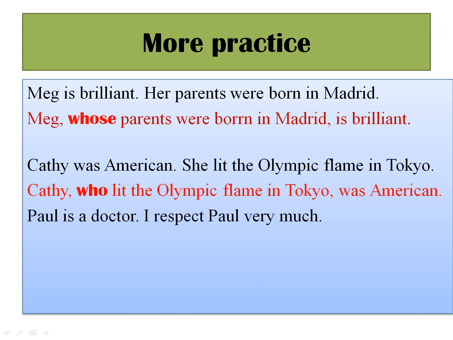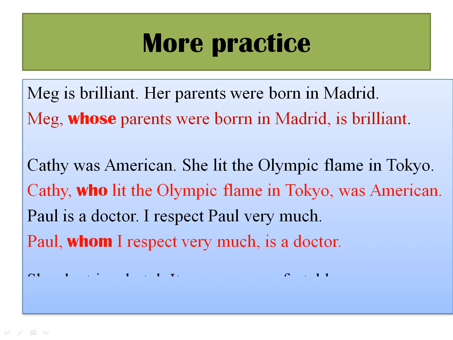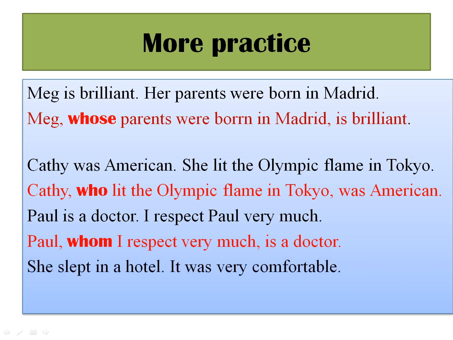Great. Next one. Paul is a doctor. I respect Paul very much. Now pay attention here. Paul is the subject of the sentence, but here it is the object, okay? Which means I don't need to use who, but instead I'm going to use whom. Great. So the sentence is going to be like this. Paul, whom I respect very much, is a doctor.